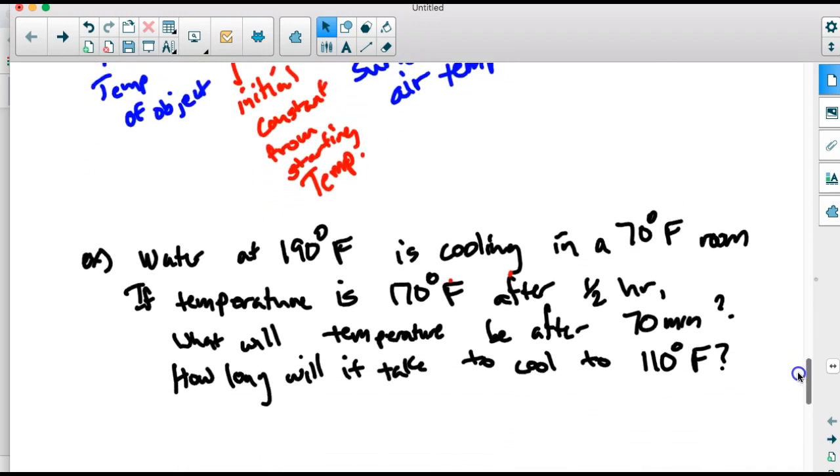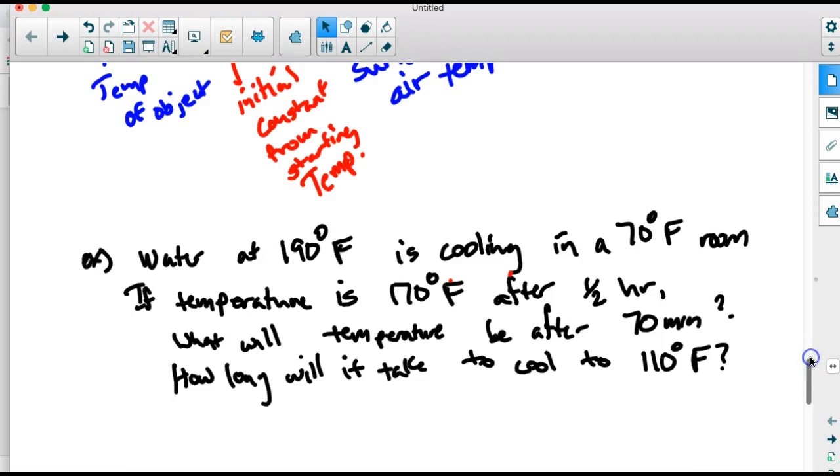So let's take a look at this. We have water at 190 degrees Fahrenheit. It's cooling in a 70 degree Fahrenheit room. The temperature is 170 after half an hour. What will the temperature be after 70 minutes? How long will it take to cool to 110?